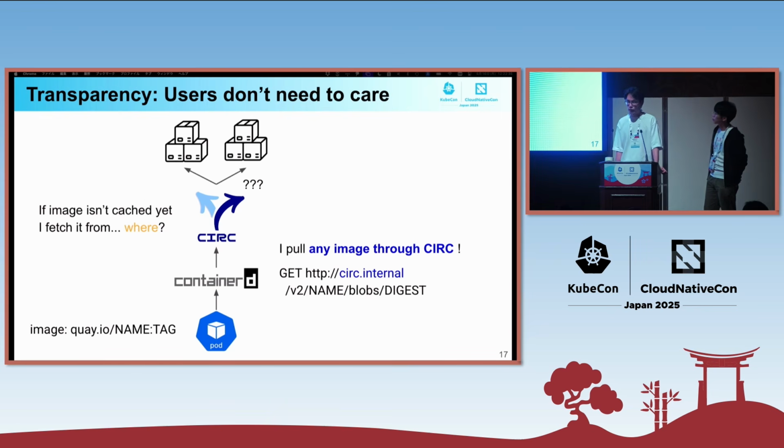Let's walk through the flow of an image pull request. Let's consider a pod using an image from quay.io. Containerd sends an image pull request to CIRC because it's configured to redirect all requests to CIRC. CIRC receives the request, and if the image is cached, CIRC immediately returns it. But if the image is not cached yet, CIRC tries to pull the image from an origin registry. But a problem occurs here. Where to pull the image from? How can CIRC know which is the origin registry?